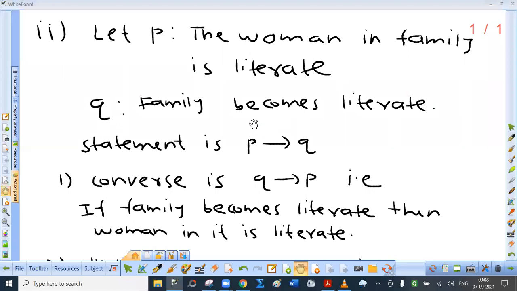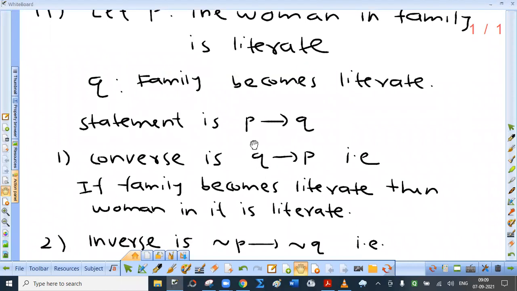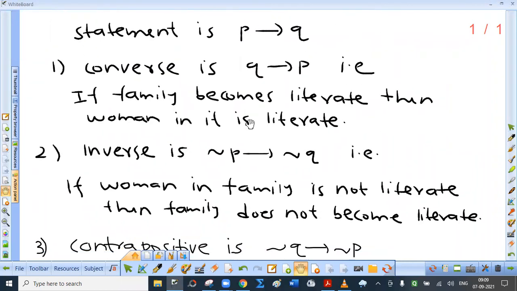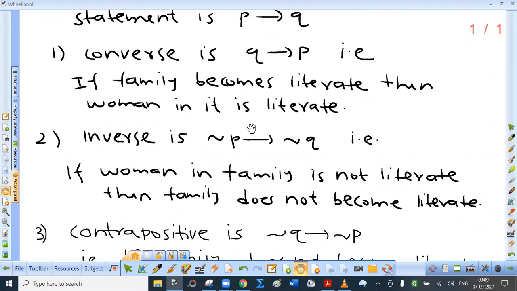Q, family becomes literate. So it will be not P, the woman in family is not literate. Not Q, family does not become literate. So the given statement is P implies Q. What is its converse? Q implies P. That is, if family becomes literate, then woman in it is literate.